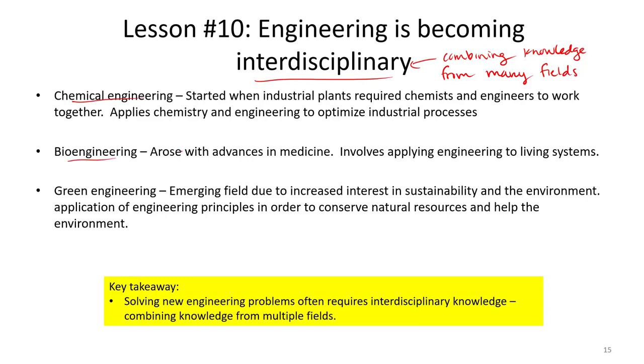So some of the examples we mentioned: chemical engineering combines chemistry and engineering, bioengineering involves applying engineering to living systems, and green engineering combines sustainability and engineering. So you may find that more and more, solving new problems often requires interdisciplinary knowledge. You have to combine knowledge from multiple fields in order to solve some of these new and complex problems.